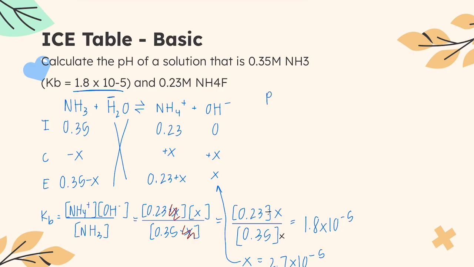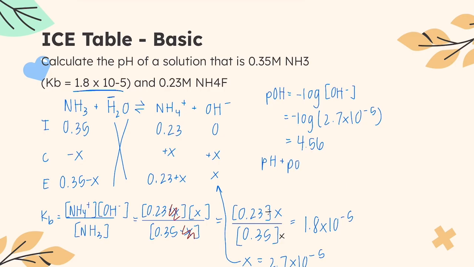So I know pOH is equal to negative log of my OH. In this case, I'm going to negative log my 2.7 times 10 to the negative 5th. I know that my pOH is 4.56, but I know that pH plus pOH is equal to 14. So in this case, I know that my pH is going to be 14 minus 4.56, which is equal to 9.44.